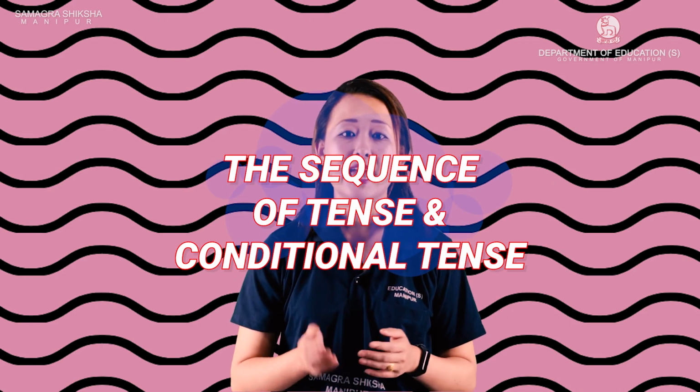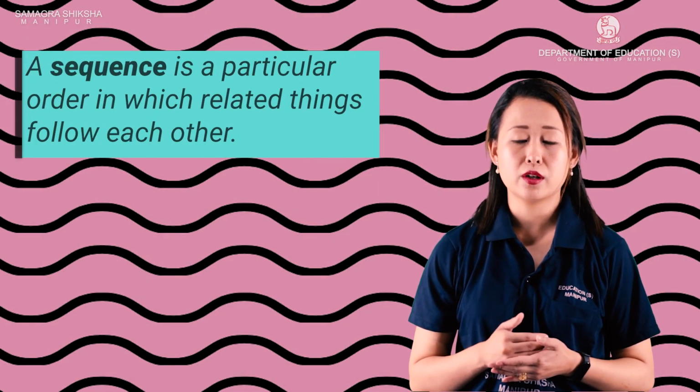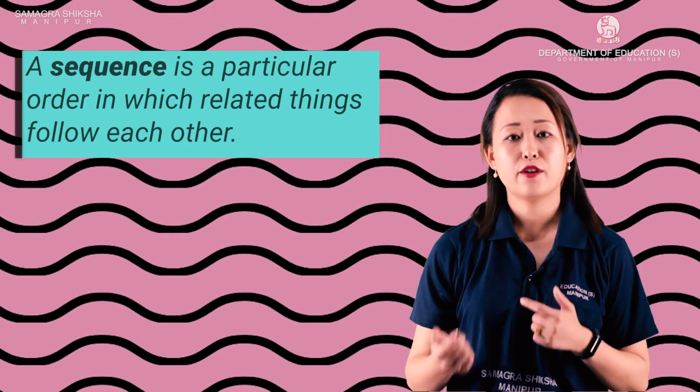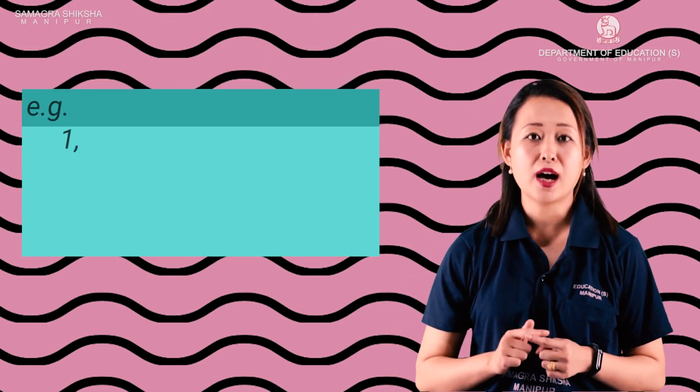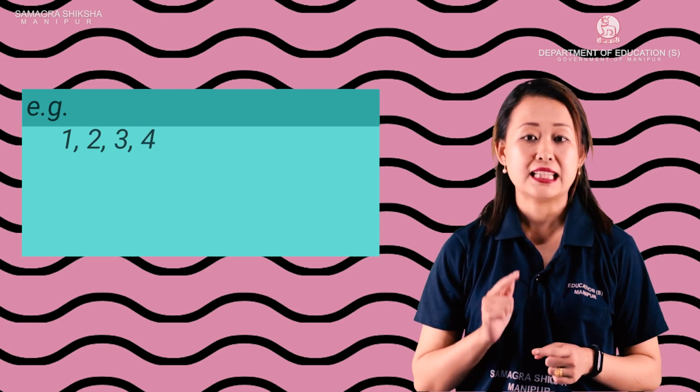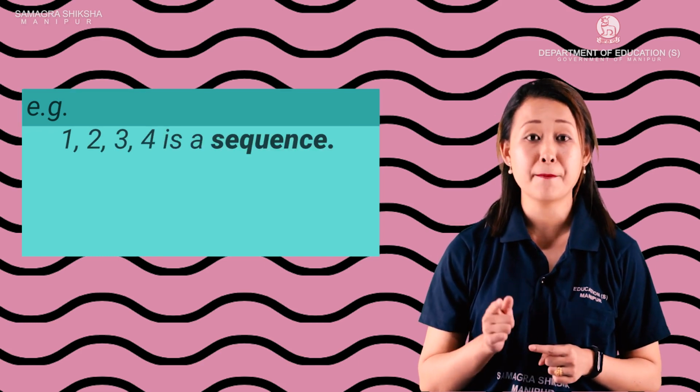Dear students, today we will be learning about the sequence of tense and conditional tense. First, what do you mean by sequence? A sequence is a particular order in which related things follow each other. For example, I give you the numbers 1, 2, 3, 4. This is a sequence. They are numbers.